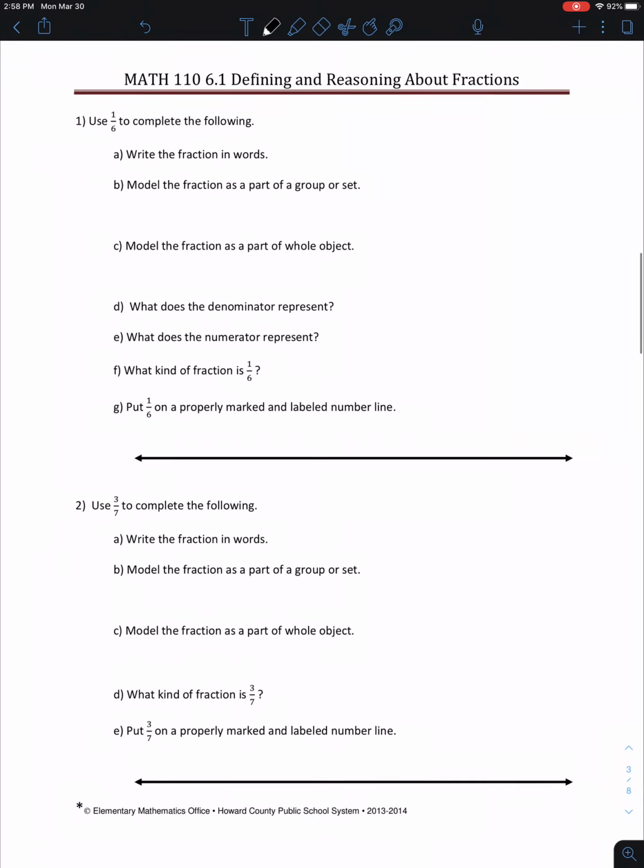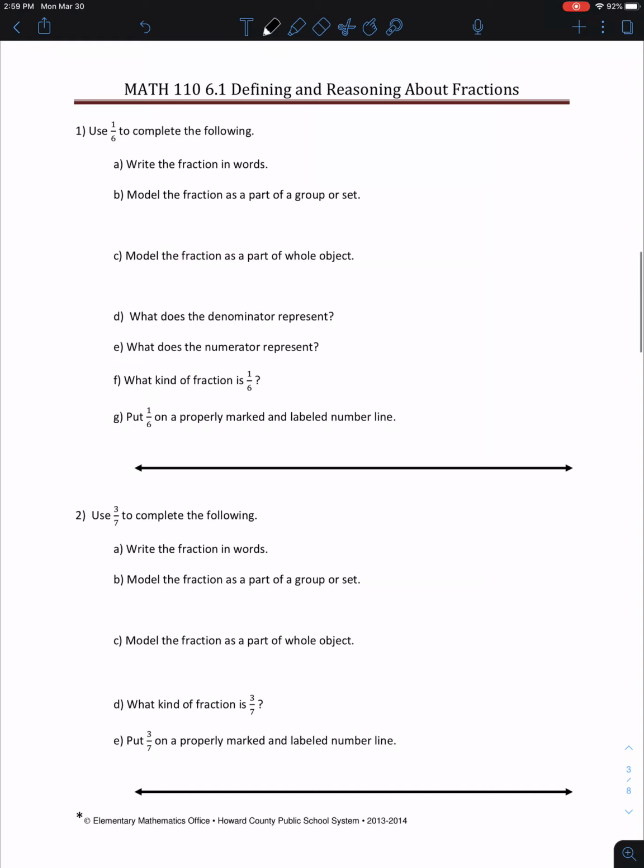So instead, let's move on to number 1 here. There's a bunch of these that are similar. I'm going to do number 1, and I'm going to let you guys do the next couple. You've got use 1/6 to complete the following. It asks us a bunch of questions. First, write the fraction in words. In this case, we write this as 1/6 in words.